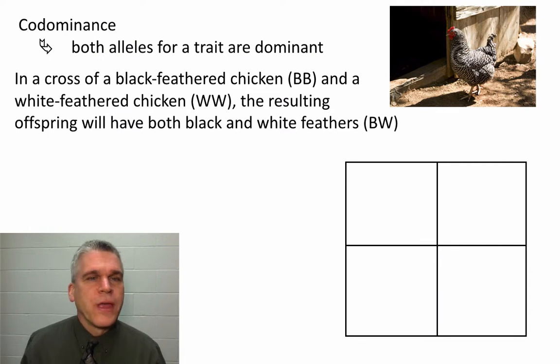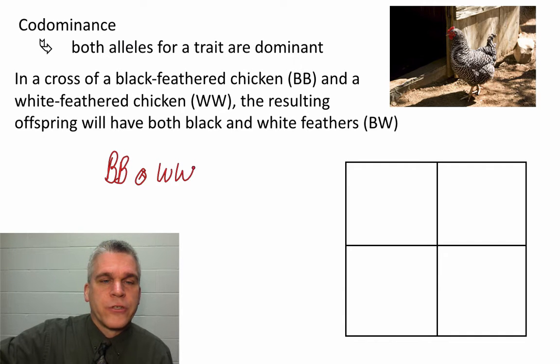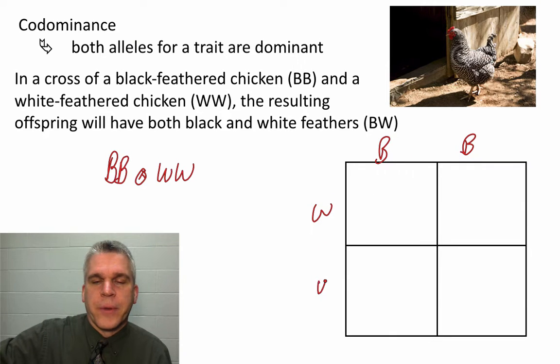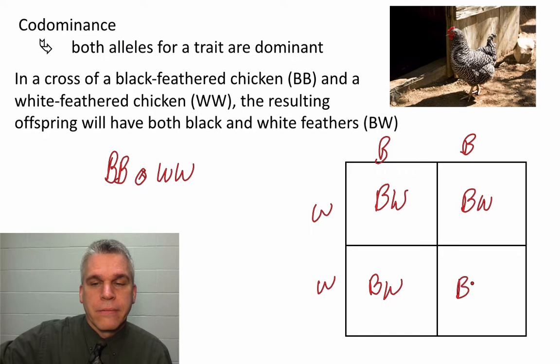So let's do a cross. We're going to use the capital letter B to represent the black allele and the capital letter W to represent the white allele. And it says that in a cross of a black feathered chicken and a white feathered chicken, the resulting offspring will have both black and white feathers. And we can certainly show that with our cross. So this would be the original parents. We separate the two alleles, put one set above each column, one in front of each row, and we can see that in fact all of them would have black and white feathers.